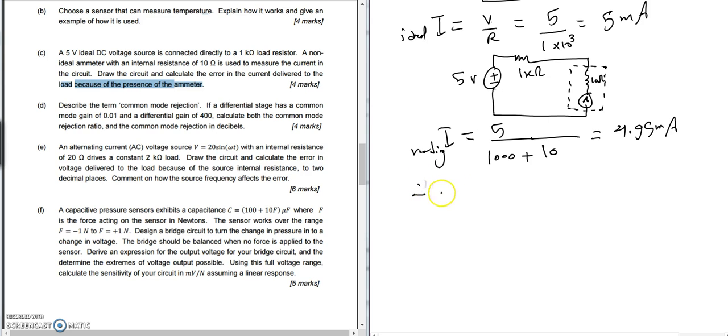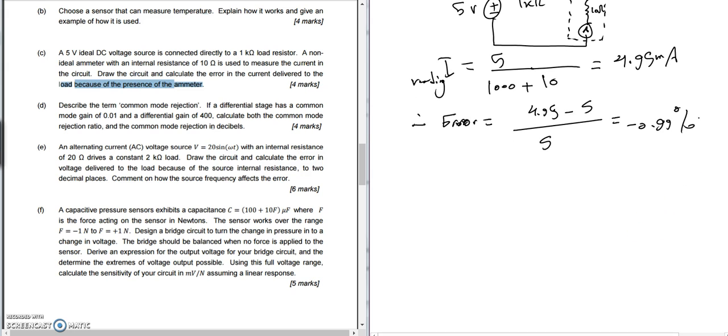Therefore, the error is 4.95 minus 5 over 5, actual value minus ideal over ideal. It's minus 0.99%.